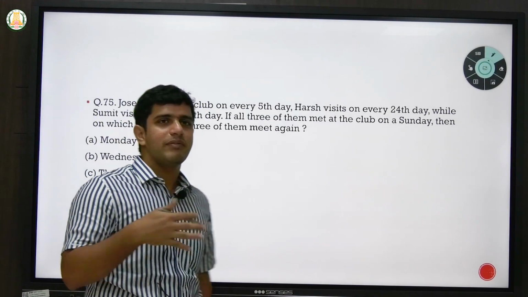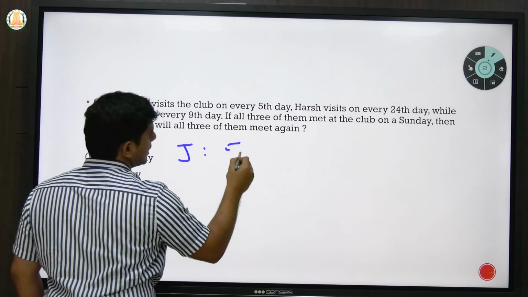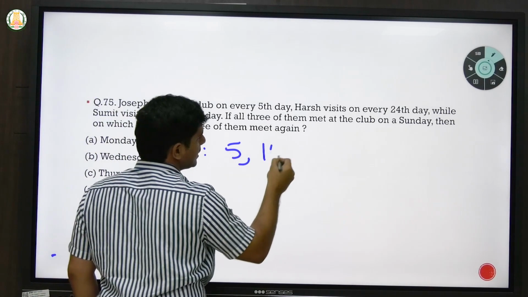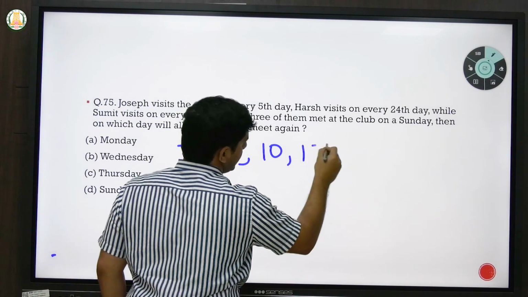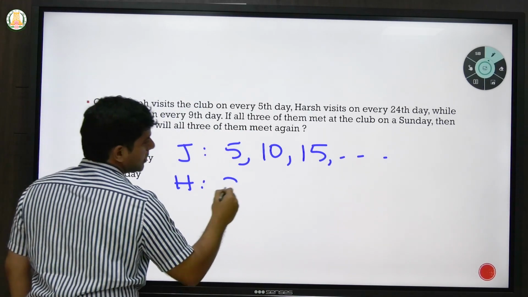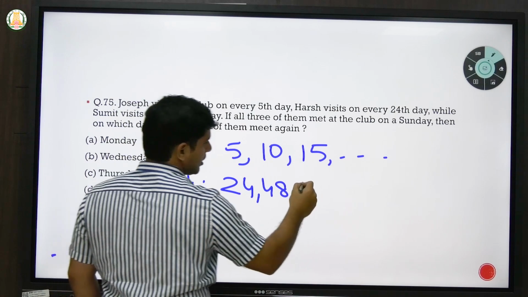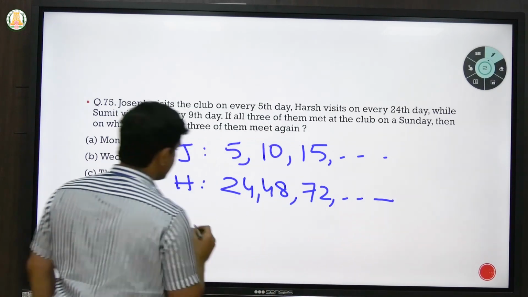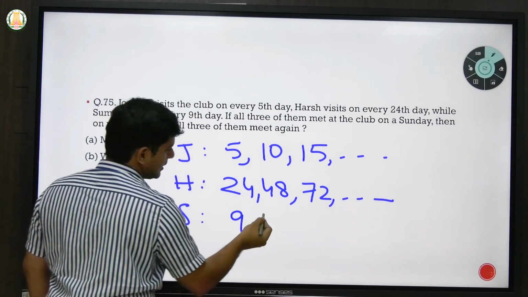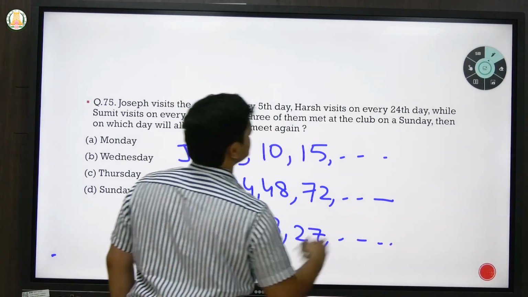Joseph visits the club every 5th day, like 5th day, then 10th day. So let's say Joseph visits on the 5th day, then he'll come on the 10th day, then on the 15th day, like that. Harsh visits every 24th day, means first he'll come on the 24th, then after the next 24 days, that is 48, then after the next 24 days, which is 72, like that. Then Sumit visits every 9th day. So first he'll come here, then the next 9th day, which is the 18th day, then the next 9th day, which is the 27th day, and so on.